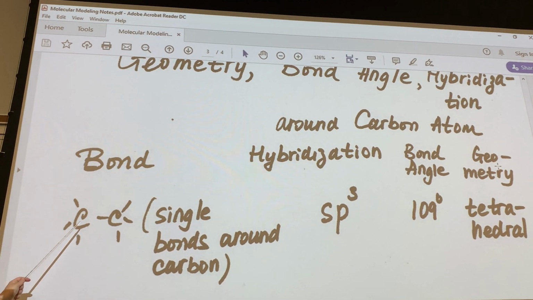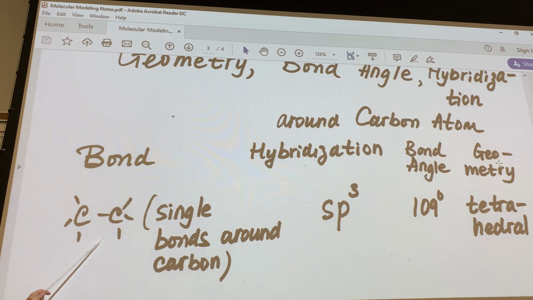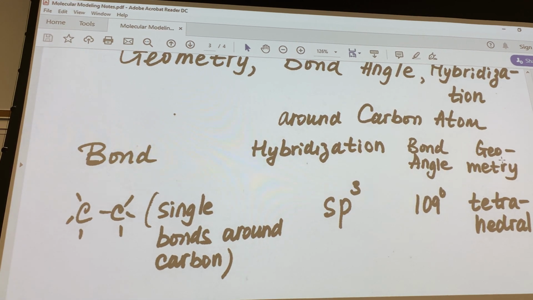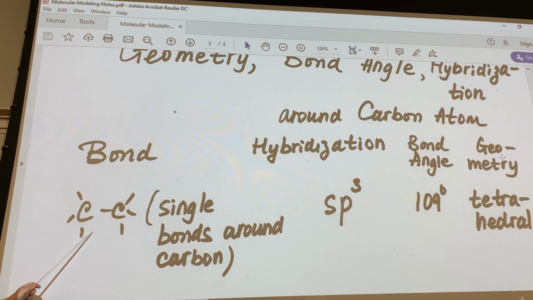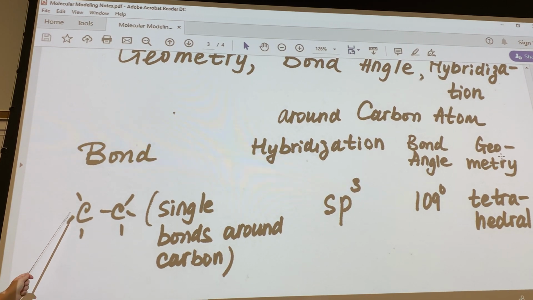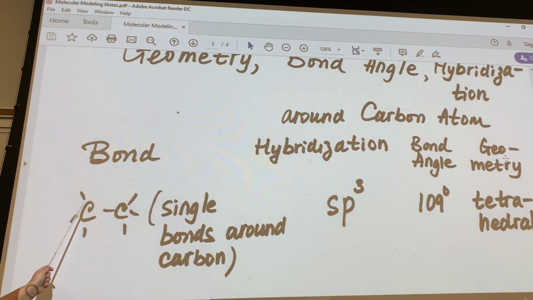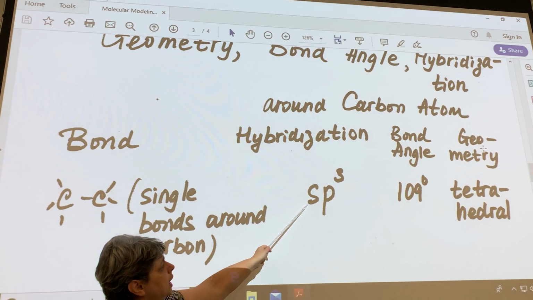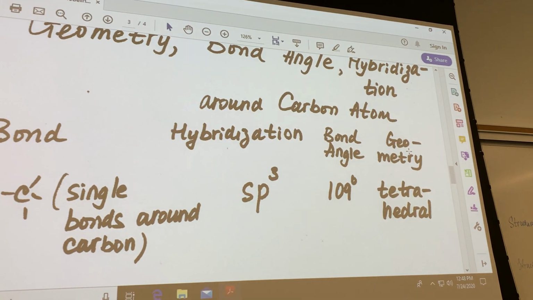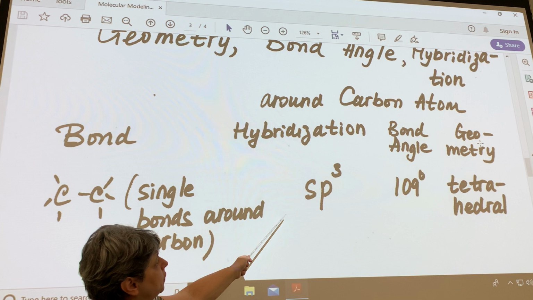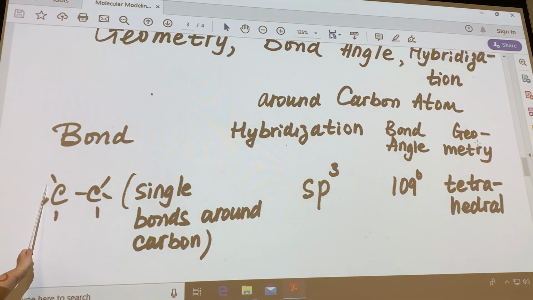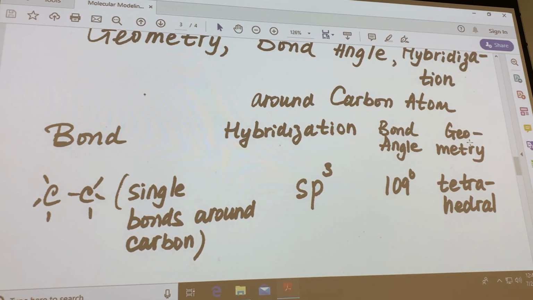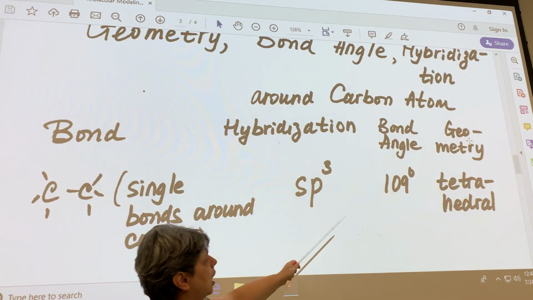So the first type of situation we're looking at is something like this. Both of these carbons have only single bonds around them, a total of 1, 2, 3, 4 around each carbon. So this type of arrangement is possible when the orbitals on the outer shell of each of these carbons, which is one s orbital and three p orbitals, all mix or hybridize together, producing so-called sp3 hybridization. The arrangement these orbitals take in space is a tetrahedral arrangement with a bond angle of 109 degrees.